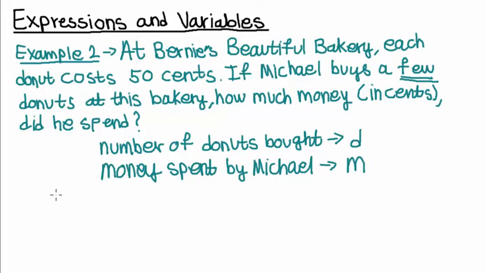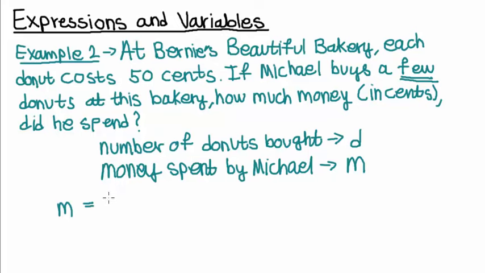The first thing that we need to do is identify what it is that we are exactly trying to find. And according to this problem, the thing that we're trying to find is the money spent by Michael. So we need to isolate the variable of money all by itself, because that is the thing we are trying to find. So I write the M on my left hand side. Next thing I do is put an equal sign, and now on the right hand side I continue on with my solution.